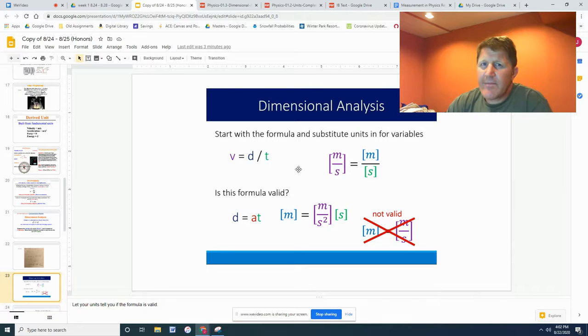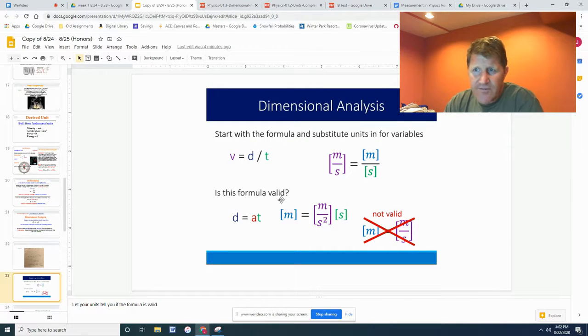The really cool thing about dimensional analysis is that you can use the units to make sure you're doing things correctly. So in this slide here, we have velocity is equal to distance divided by time, okay? And velocity is meters per second, meters divided by seconds. Well, distance is measured in meters. It's one of our fundamental units. Time is measured in seconds. It's another fundamental unit. So we have meters divided by seconds. So meters per second equals meters per second. So now I know that that formula is correct.